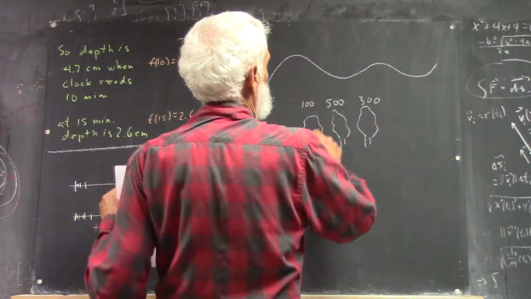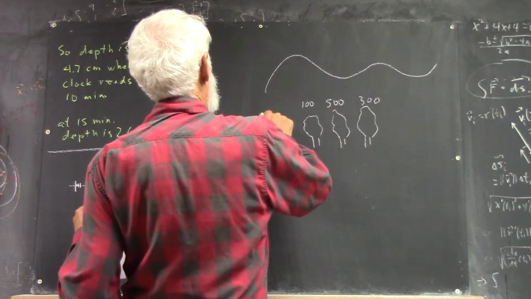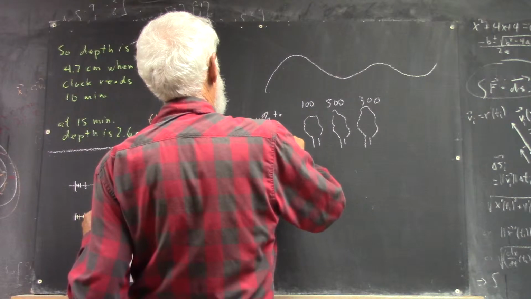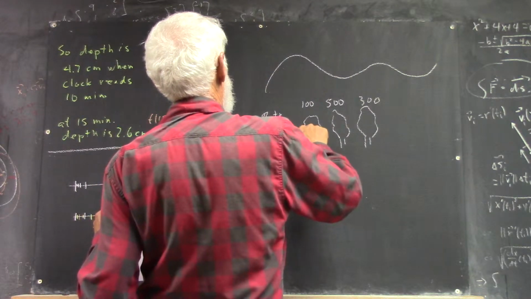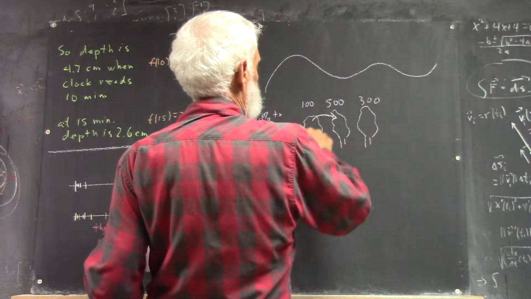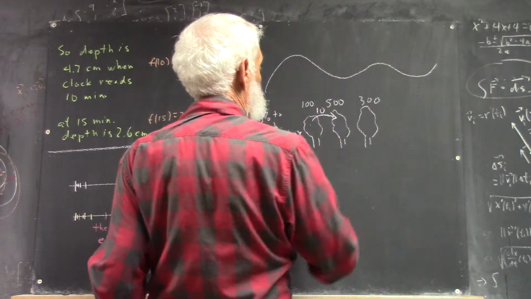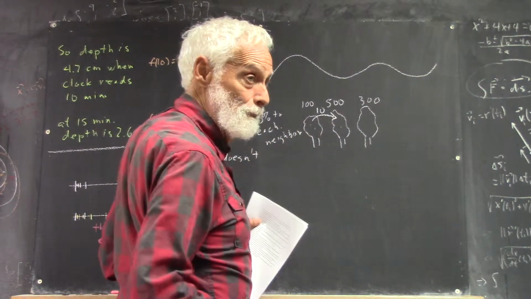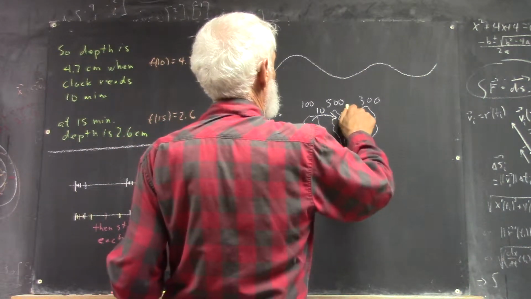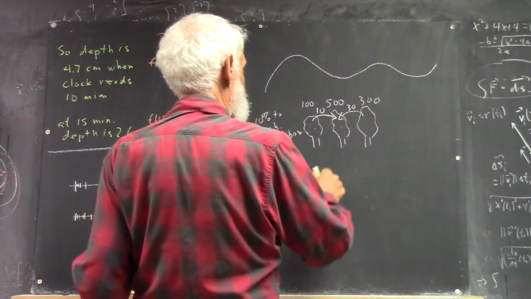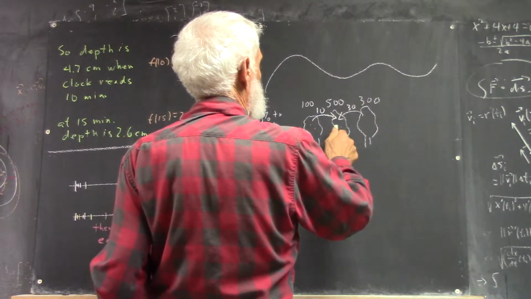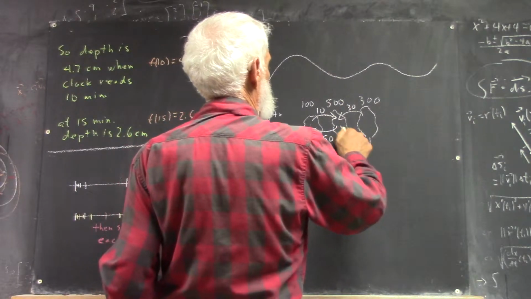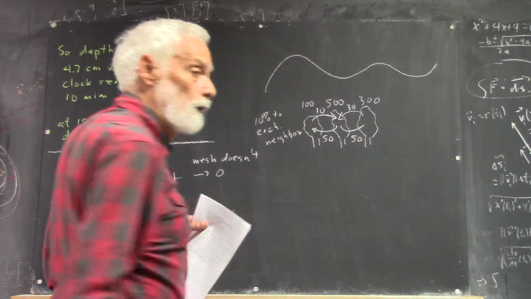Okay, so what you have is 10% to each neighbor, so 10% of 100 is 10 bugs, right? And this tree only has one neighbor. And here, we've got 30 bugs. And then from this tree, you have 50 that go this way and 50 that go this way, right?